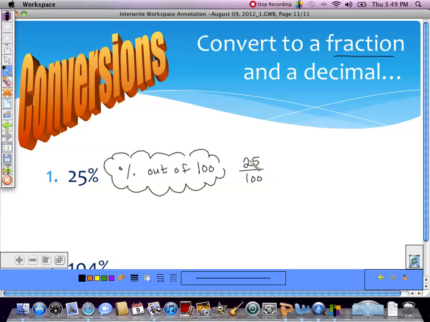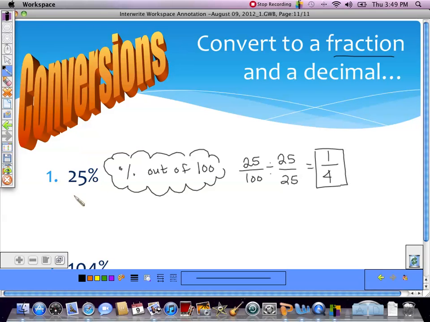We don't want to leave our fraction like this because it can be reduced, and I'll divide the top and the bottom by 25. 25 divided by 25 is 1, and 100 divided by 25 is 4. So your final answer is 1/4.